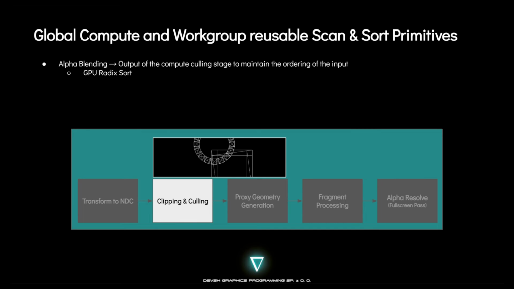Because of the alpha blending, we need the output of the culling stage to maintain the ordering of the input. This is easy for a serial CPU implementation, but it is tricky on the GPU. A parallel prefix sum, also known as a scan, performed on a global array, is an indispensable building block of a GPU-ready sort or compaction, and Nabla helps with that by providing global compute and workgroup reusable scan and sort primitives.